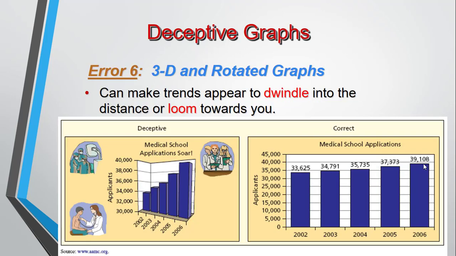Error 8, missing measurement units or definitions. No good either. Number 6, 3D and rotated graphs. If you look at this chart here and see the medical school applications, you say, oh, the medical school applications soar, because you use a 3D and rotated graph. The chart makes the trend appear to dwindle into the distance and loom towards you. Therefore, you may have this alarming, shocking title, which is actually deceptive. The correct chart should be the one on the right. There is an increase, but really not that dramatic.